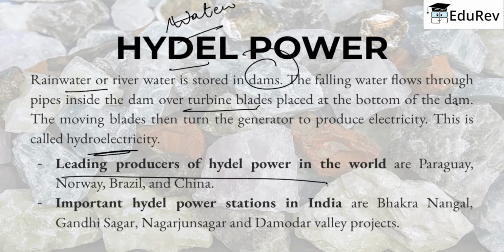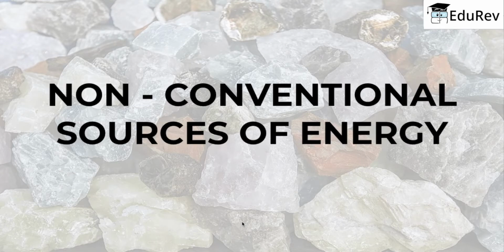Leading producers are Norway, Brazil and China, and important hydel power stations in India are Bhakra Nangal, Gandhi Sagar, Nagarjuna Sagar, Damodar Valley projects, etc. Next comes your non-conventional sources of energy. Right now we were only discussing the conventional sources of energy. Now we are going to wrap up with the non-conventional sources of energy as well. So let's study the non-conventional sources now.